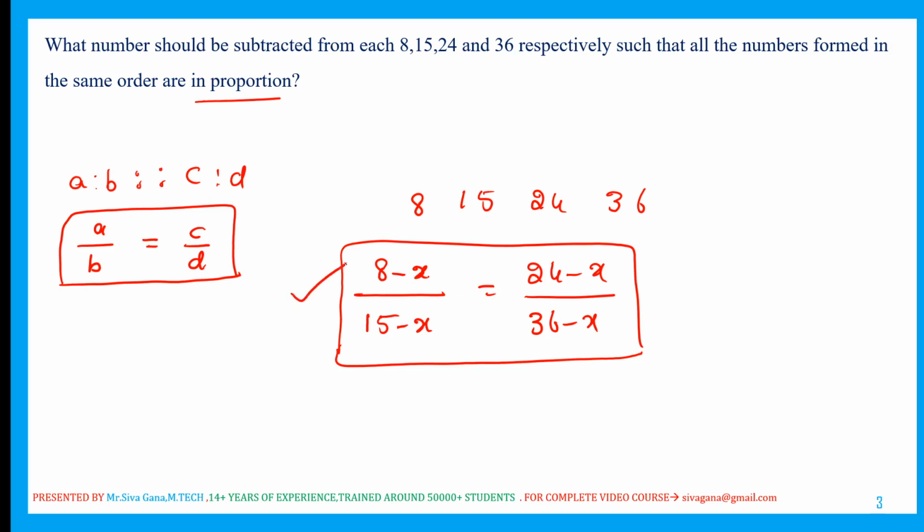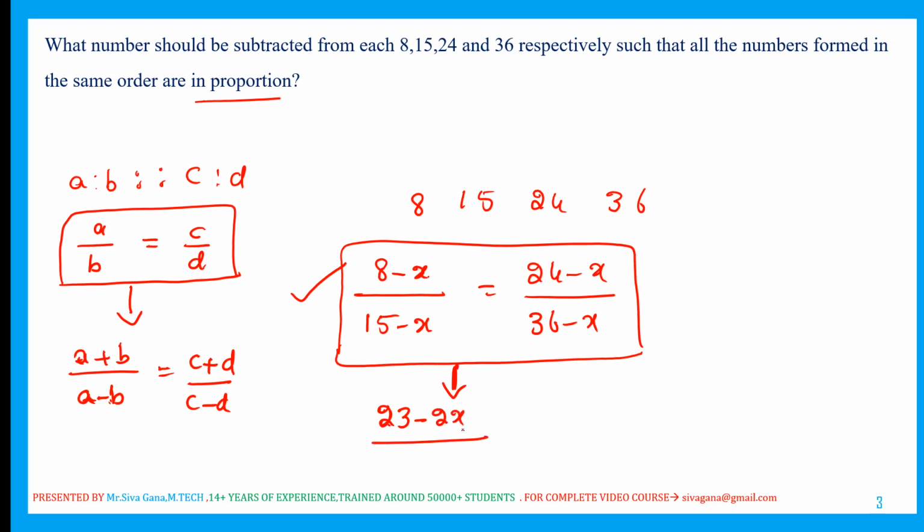In proportion, this is the property, so I am applying componendo and dividendo. Componendo and dividendo says a plus b divided by a minus b is equal to c plus d divided by c minus d. Applying it here: 8 plus 15 minus 2x, that is 23 minus 2x, divided by 15 minus 8, which is 7. Here also, 60 minus 2x divided by 12. I am just applying this.